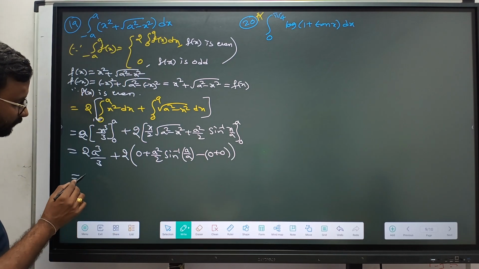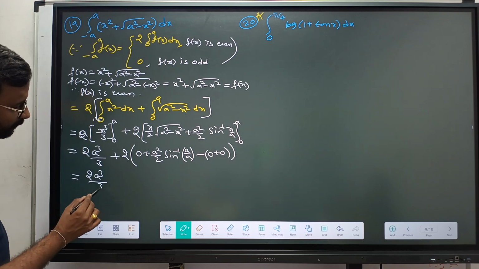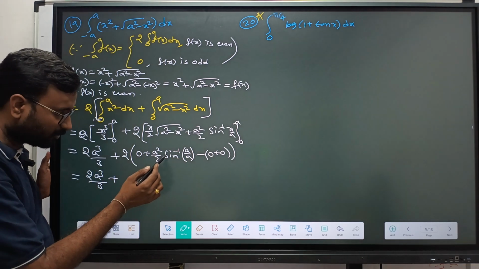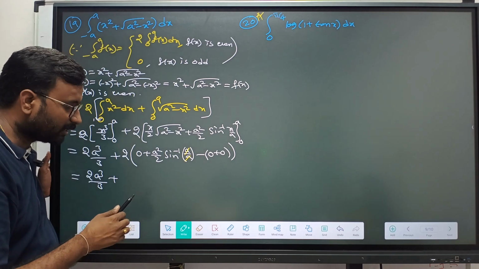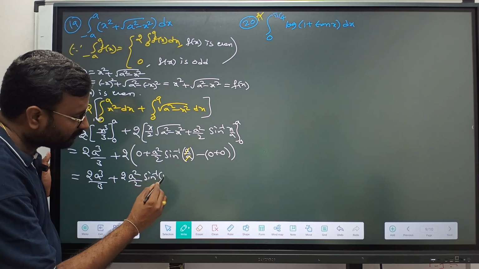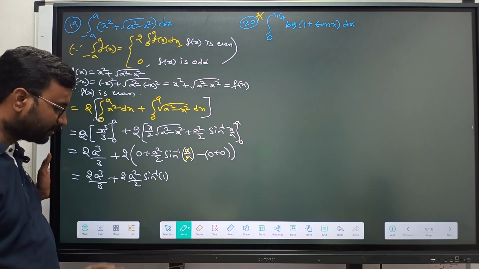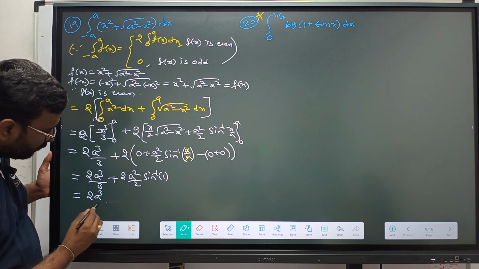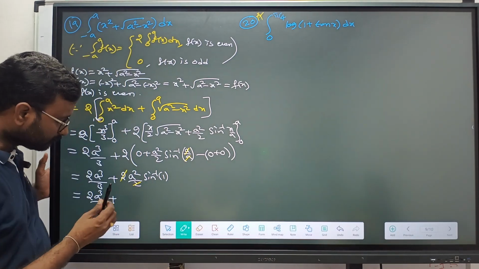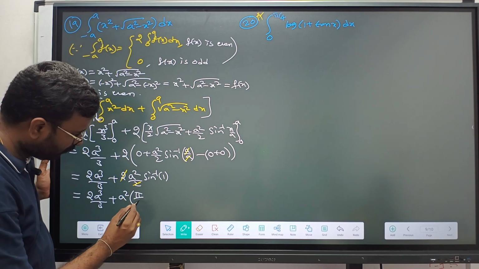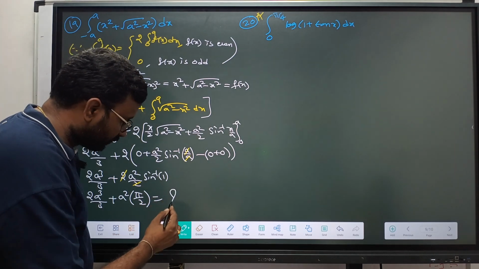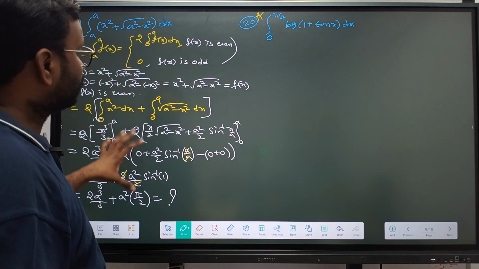Now this is equal to 2a cube by 3 plus 2 multiplied for this one, but for the zeros there is no need to multiply. For this one only I am doing, a and a cancel. So 2 a square by 2 sine inverse of 1. For which angle you will get sine as 1? 90 degrees. So this is equal to 2a cube by 3 plus 2 a square into pi by 2. So a square pi by 2, we can take a square common, that is a different thing, your wish, simplification. Okay, so this is the solution for this question.